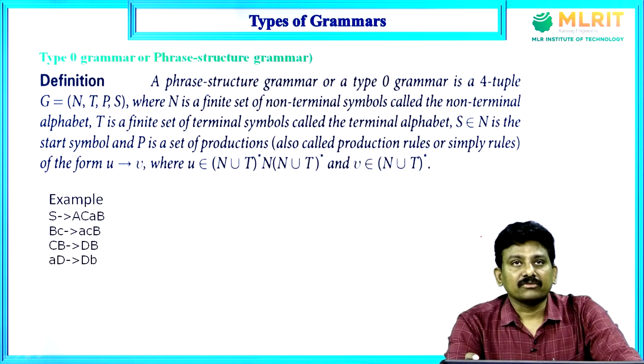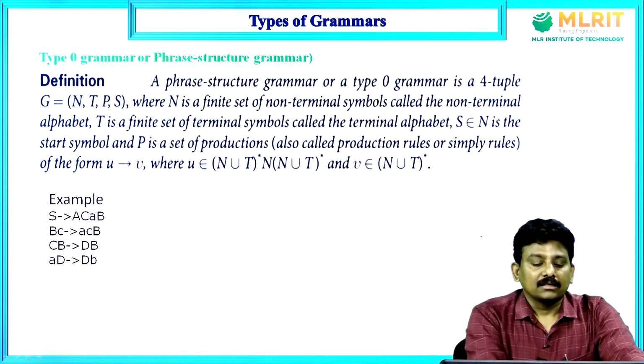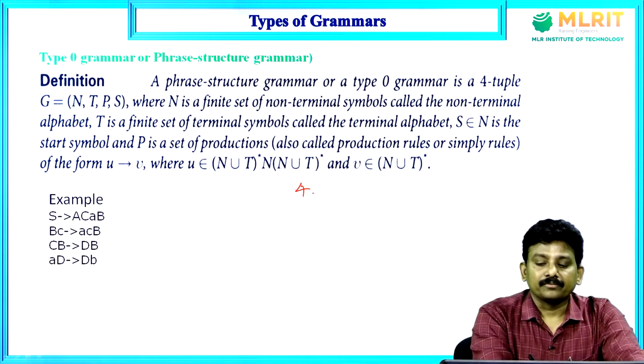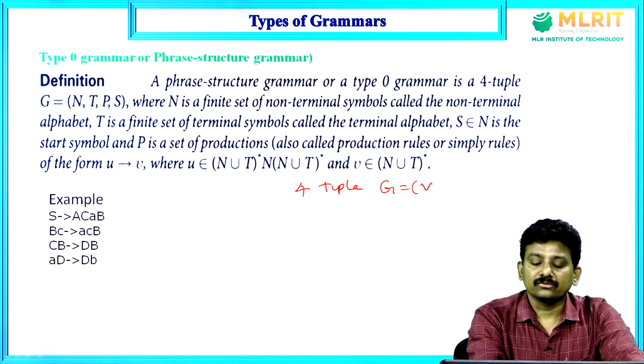Coming to the types of grammars, we have 4 types of grammars. First type is type 0 grammar, also called phrase structured grammar. In this, the grammar has a 4-tuple. They are: grammar G equals (V, T, P, S). V is the set of non-terminals.